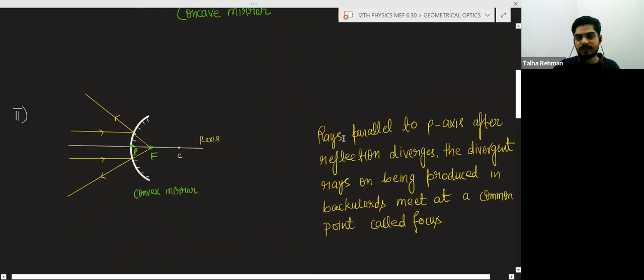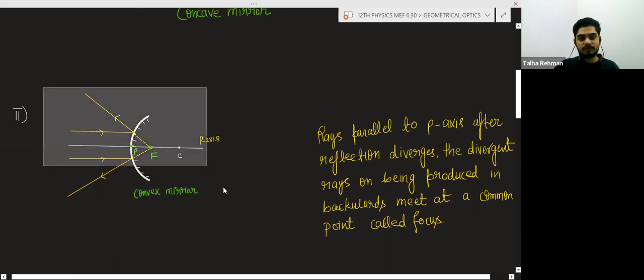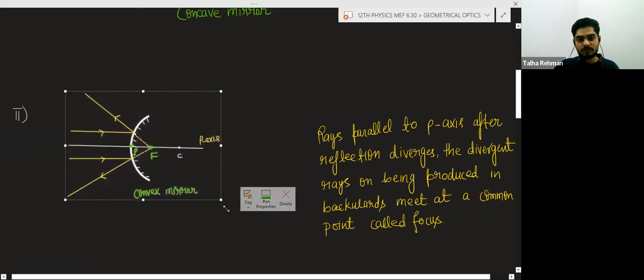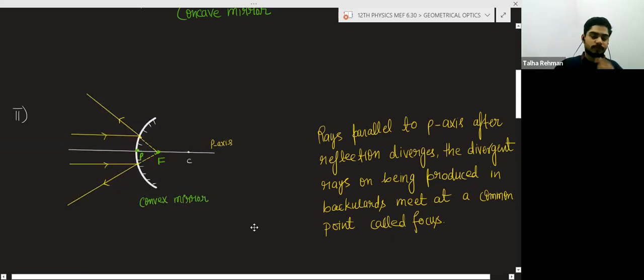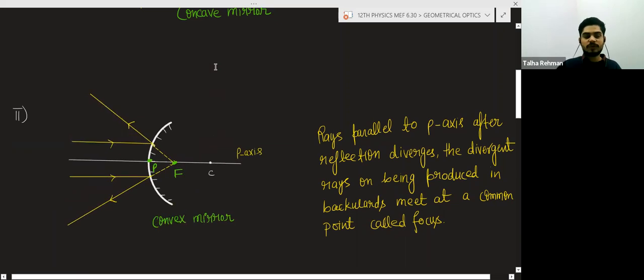So this is the definition: rays parallel to the principal axis, after reflection, diverge. The divergent rays, on being produced backward, meet at a common point called the focus. So this is the focus for the convex mirror.